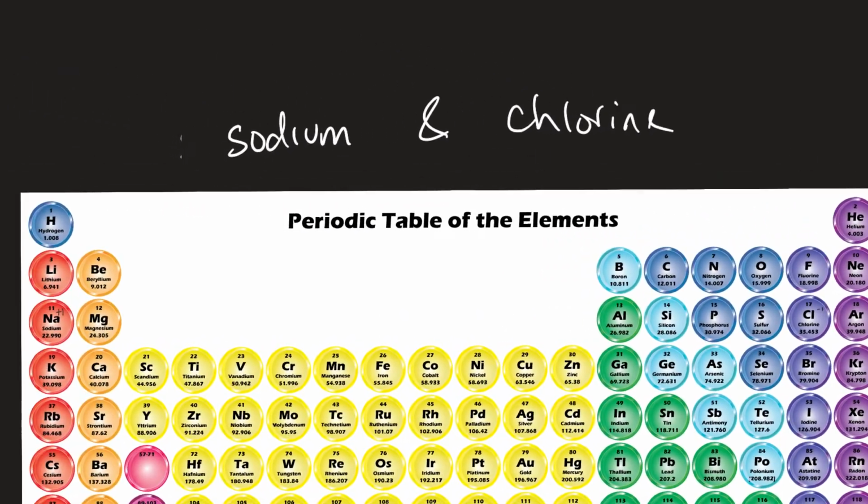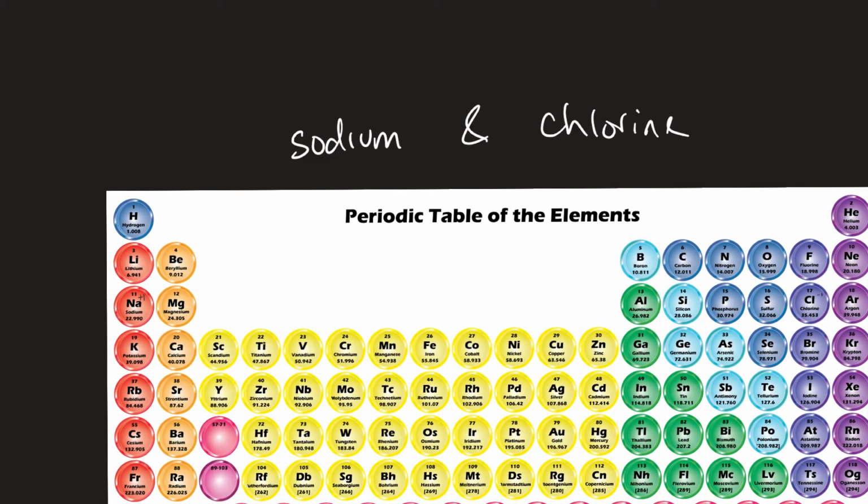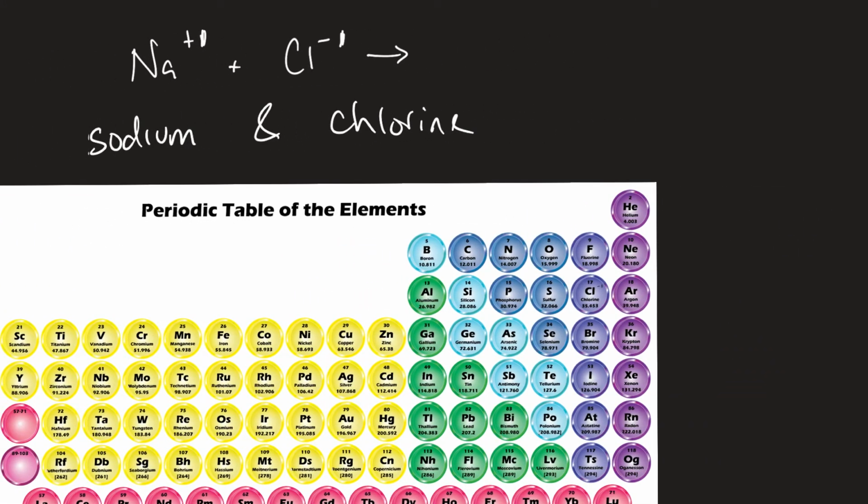So when we think about the charges, sodium is a +1, chlorine's a -1. If you notice, the magnitude of these numbers is exactly the same, so it's a 1-to-1 ratio here. For every 1 sodium, it'll be neutralized by 1 chlorine. And so to show this, all we simply write is NaCl, 1 sodium and 1 chlorine.